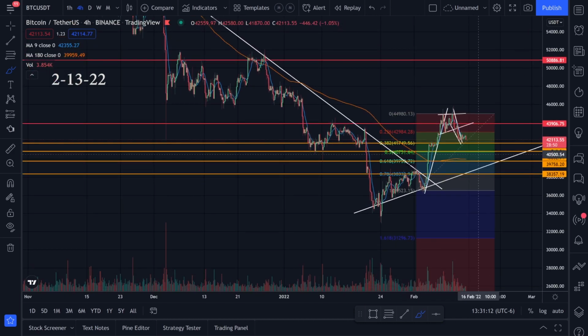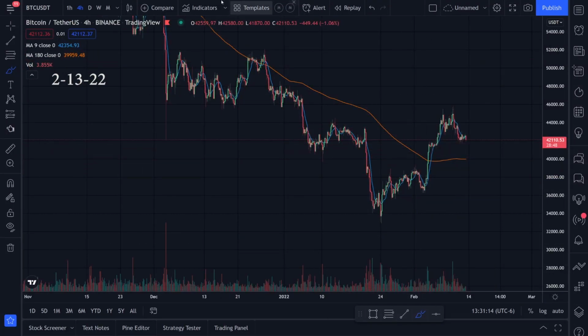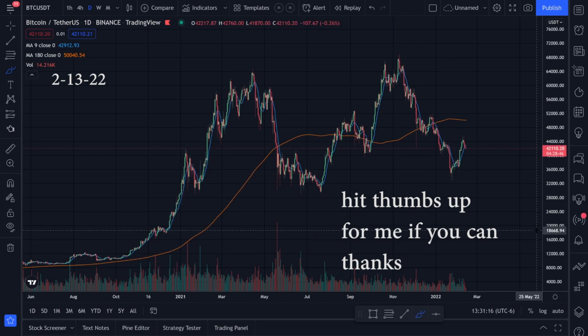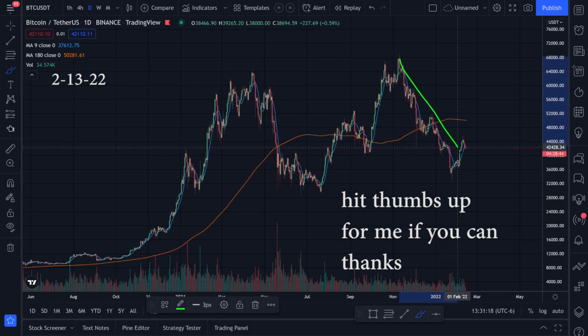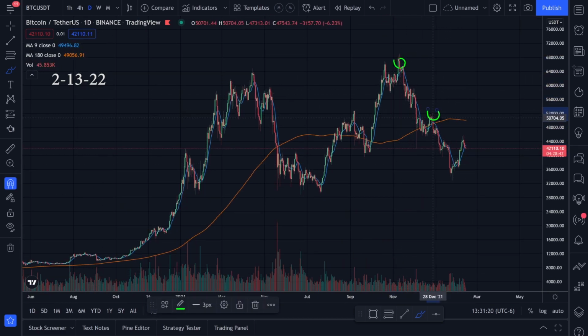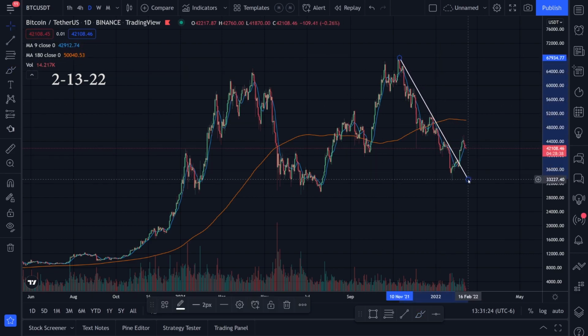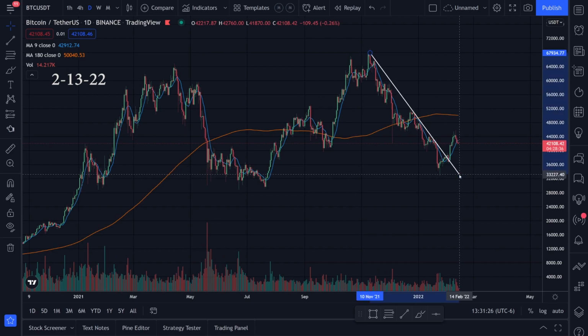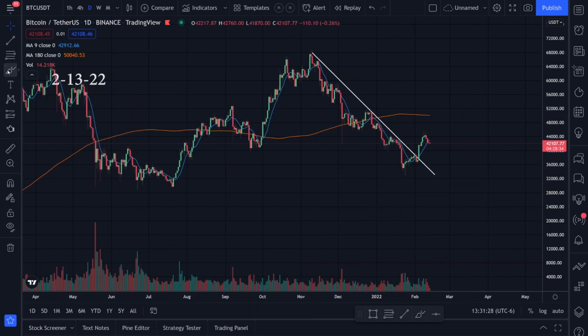So let's go ahead and just delete everything. Let's start with the daily time frame. We had a big downtrend going down like this. Resistance, resistance. Let's do a downtrend like this. What I was thinking is, once we break this downtrend going to the upside, that is going to be a good signal. We broke this downtrend going to the upside.